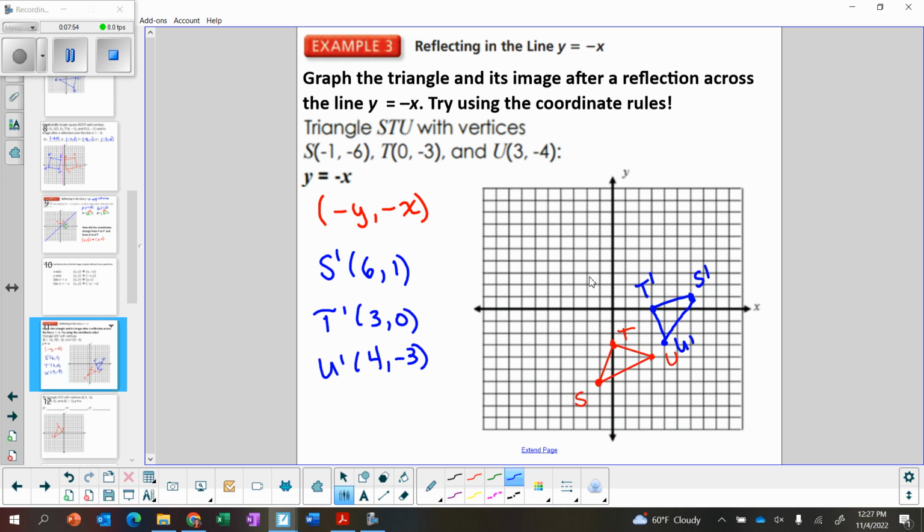Right, so this time our line of reflection was going this way. It was the line y equals negative x. This would be my image and the image coordinates.